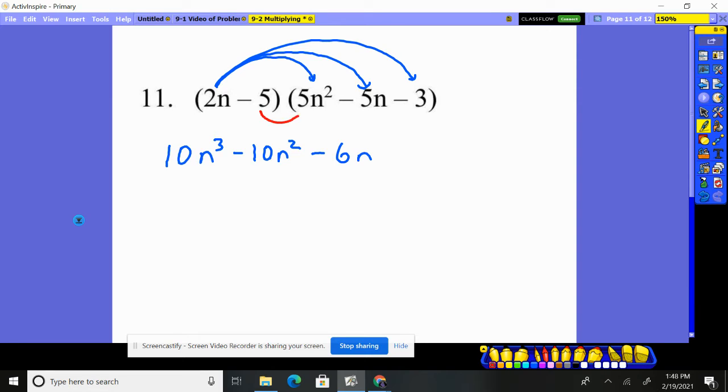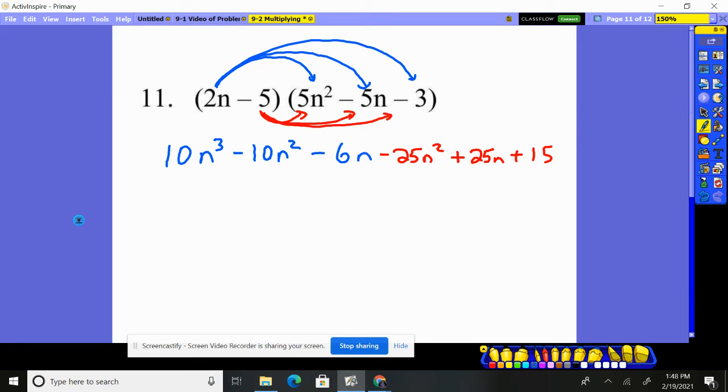Now let's do the negative 5. It has to also be distributed through to each piece. Negative 5 times positive 5 is negative 25, and that's an n squared. Negative 5 times negative 5n is positive 25n. And a negative 5 times a negative 3 is positive 15.